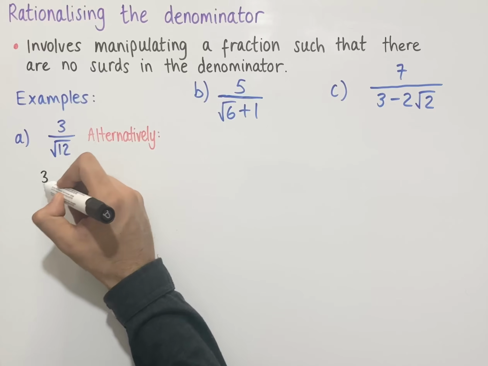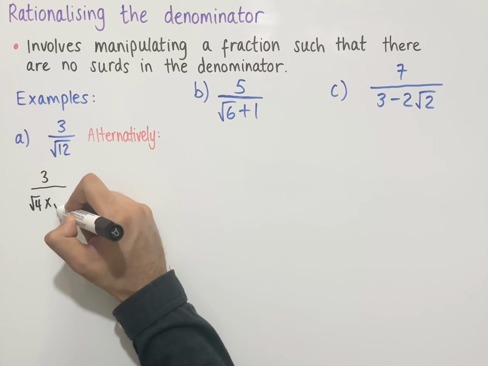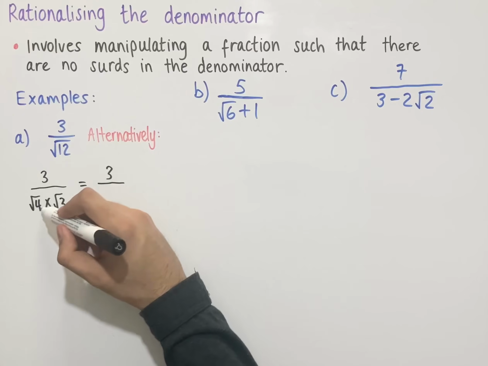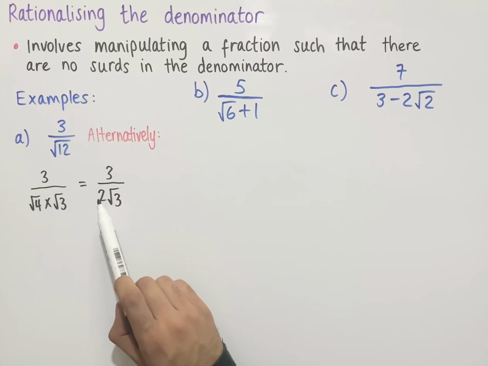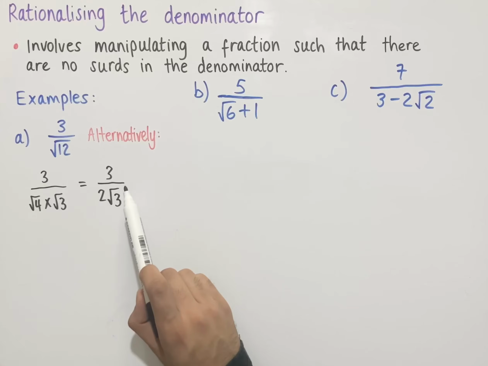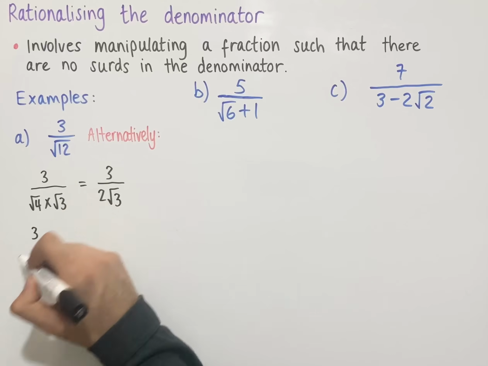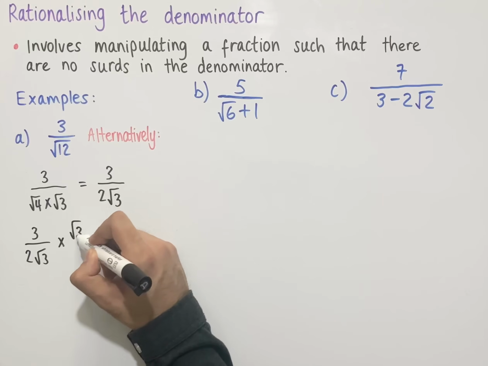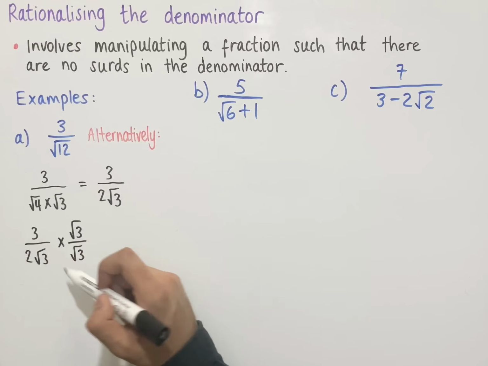So we have 3 in the numerator, and in the denominator, root 12 can be written as the square root of 4 times the square root of 3. This now simplifies to the following. So 3 in the numerator, root 4 is the same as 2, and 2 times root 3 is 2 root 3. Now to rationalize this denominator, we need to multiply the numerator and the denominator of this fraction by the square root of 3, so that we aren't left with any thirds in the denominator. So we now have 3 over 2 root 3 multiplied with root 3 over root 3. This is like multiplying by 1, and so we're not changing the value of this fraction.